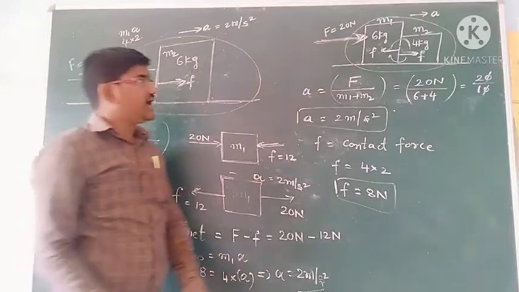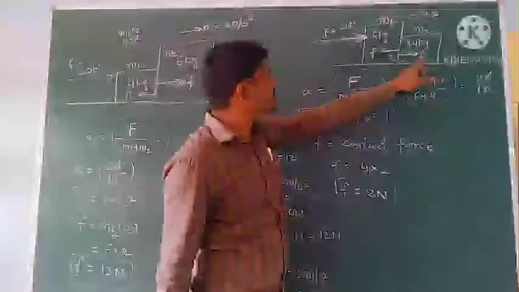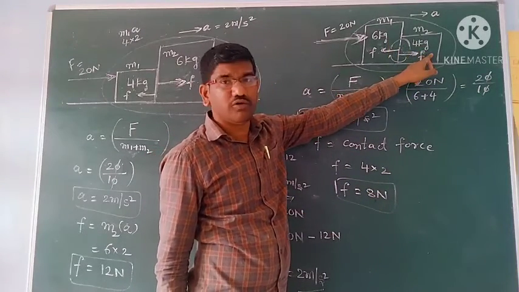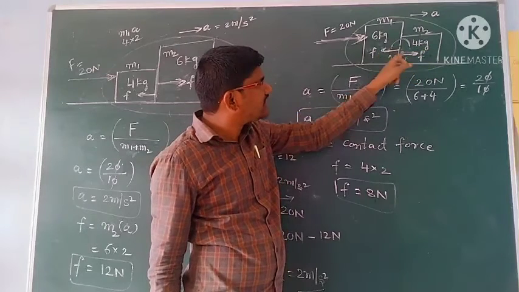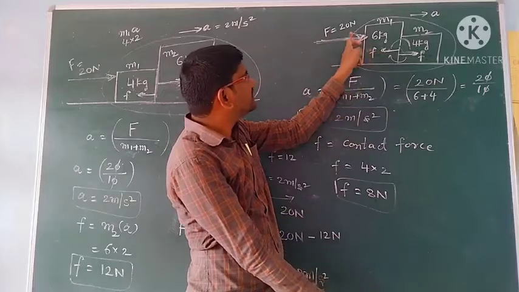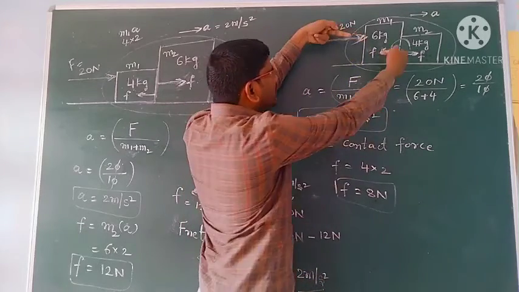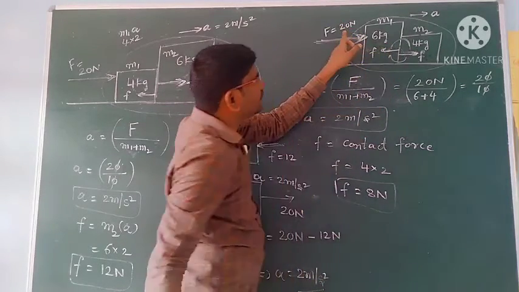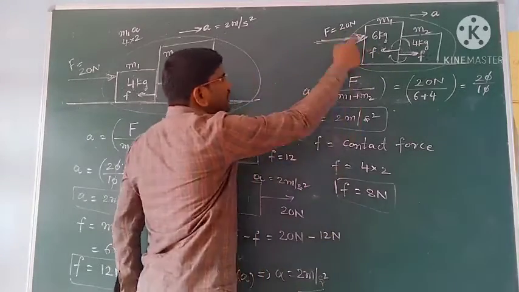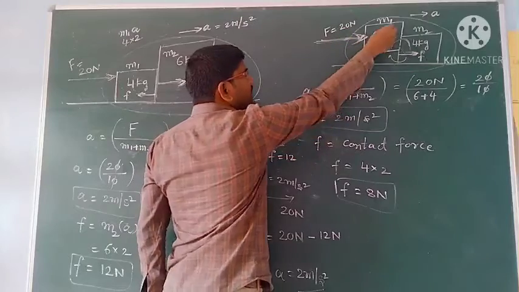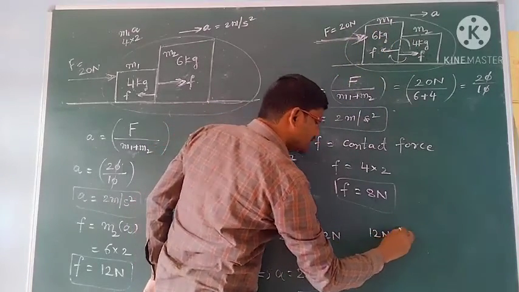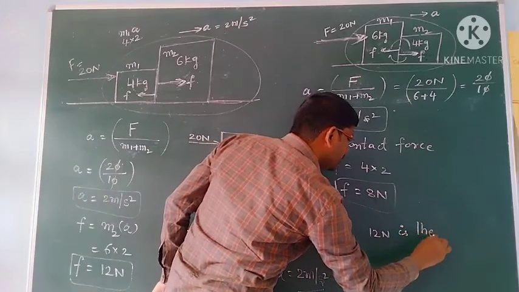Okay students, this f you got is 8 newtons, which means this 6 is pushing the 4 with 8. It will try to stop this with 8 newtons. This is 20, the 20 newtons is the supporting force, and 8 newtons is the opposing force. So the net force is how much? 20 minus 8. So fine students, 20 minus 8 means the net force on this one is 12 newtons. So 12 newtons is the, what is that?